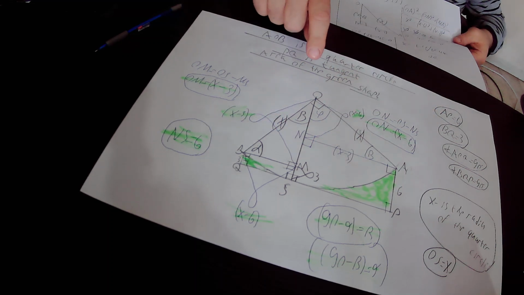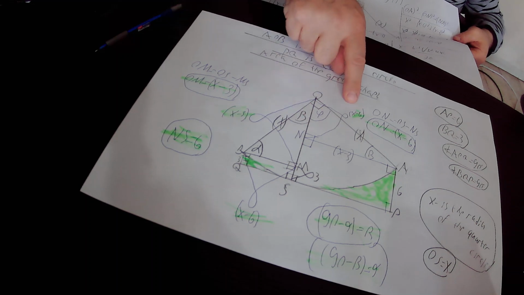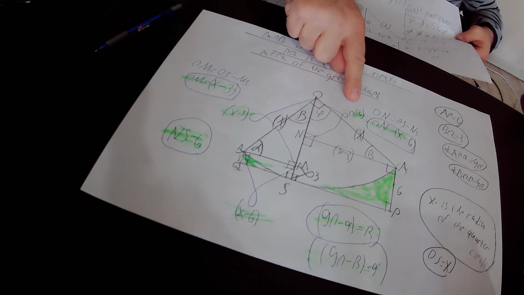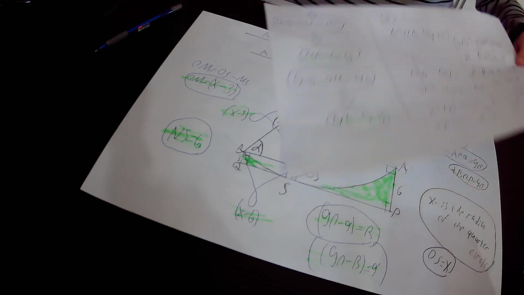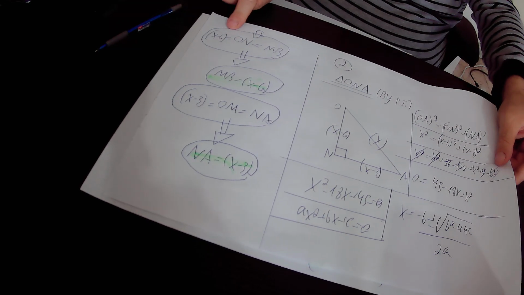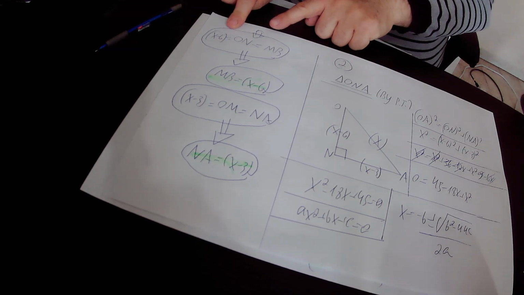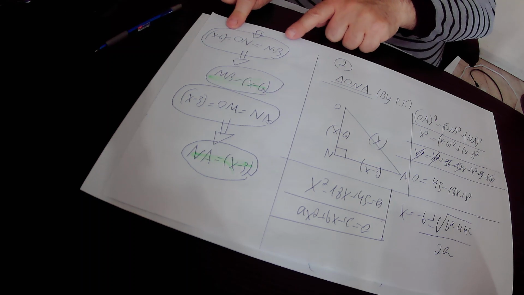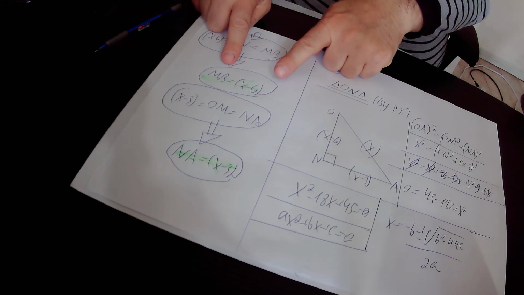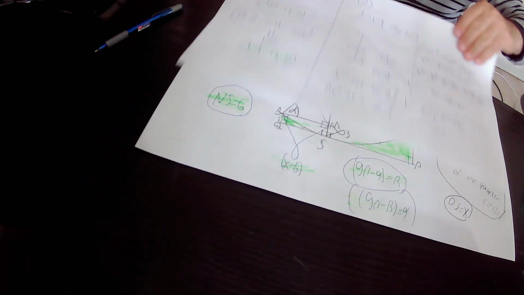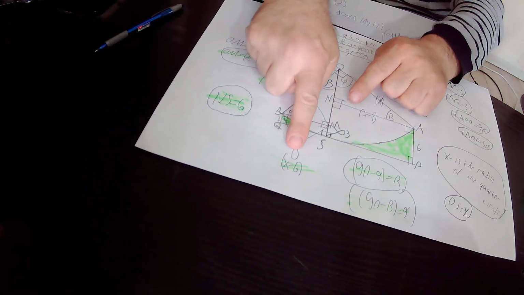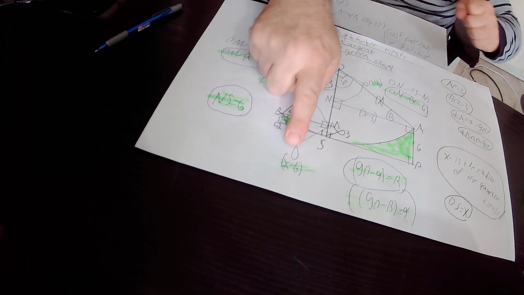But we have already found out that ON equals x minus 6. So we can write here that ON equals x minus 6. And from this equation, x minus 6 equals ON equals BM, we will derive that BM is also equal to x minus 6. Here, this side BM is x minus 6 units in its length.